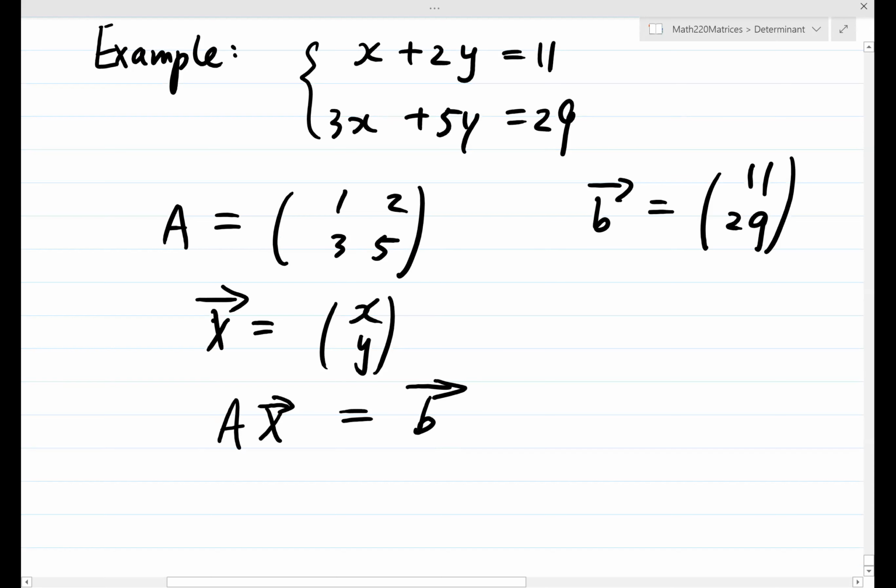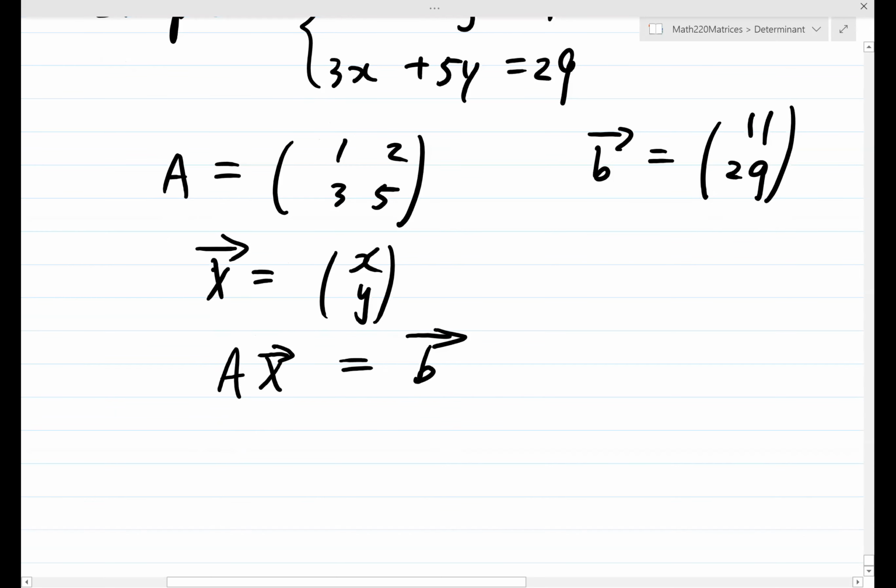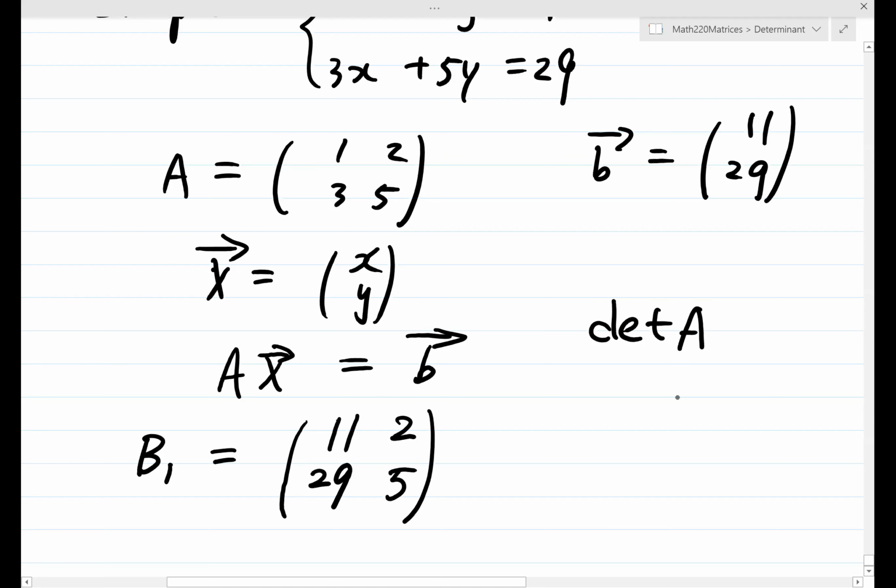Now we use Cramer's rule. Cramer's rule tells us that xi is given by the determinants. For instance, for B1, how do we get B1? We replace the first column by the vector B, which is 11, 29, and keep the second column fixed. Determinant A is easy: 1 times 5 minus 2 times 3, which is -1.